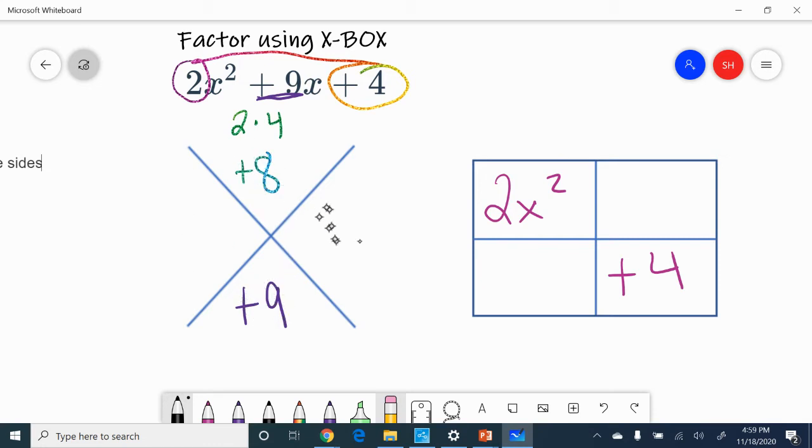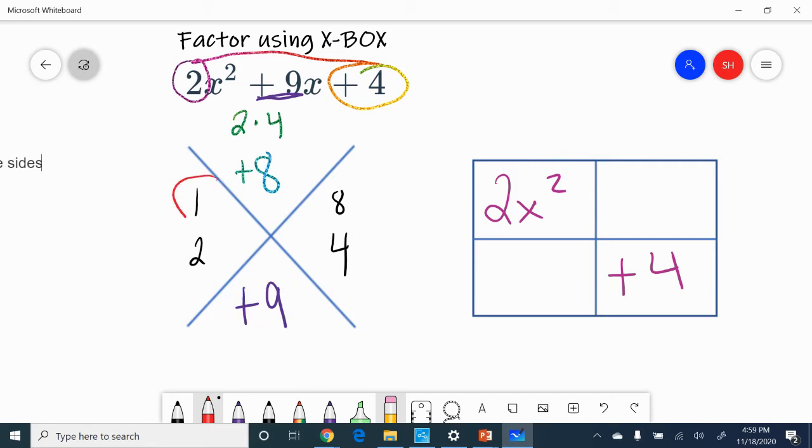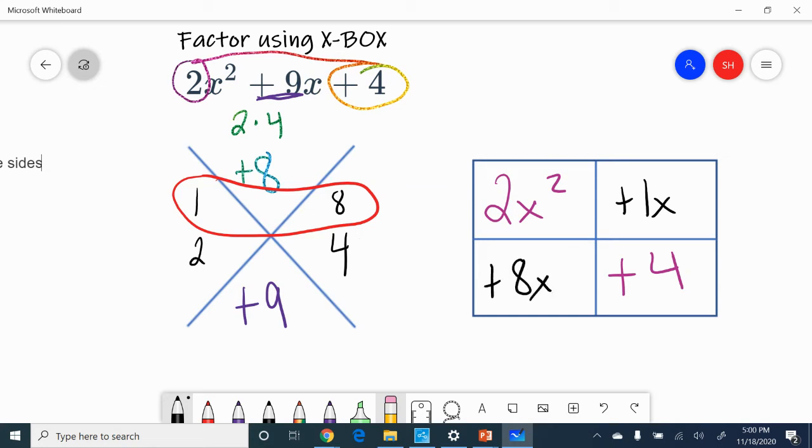On the sides here, I'm going to list all my factors of 8. I know my factors of 8 are 1 and 8, and 2 and 4. And those are my only factors of 8. From this list, I have to pick the one that will add to 9. I know it's going to be 1 and 8. And so that is what we're going to put on the sides of the box here. I'm going to put 1x plus 8x. And don't forget, we're taking that 9 and splitting it up into these two terms. If we combine these, it's just the 9x back.